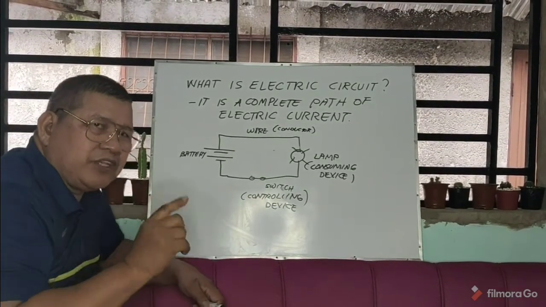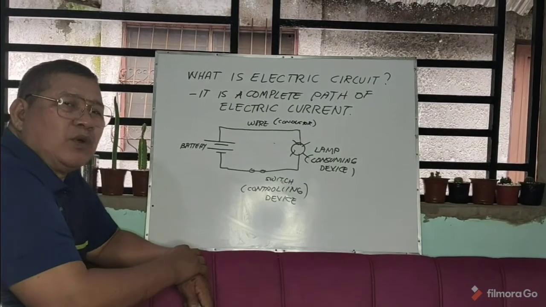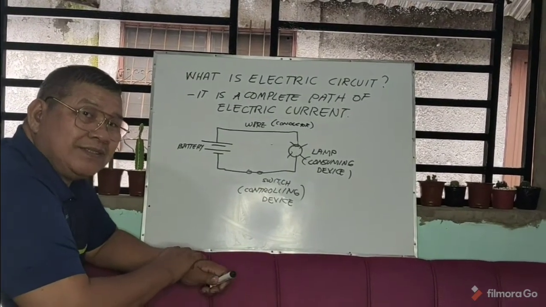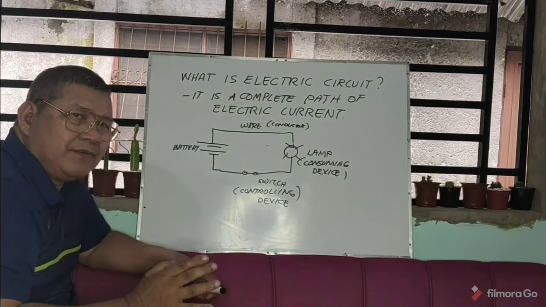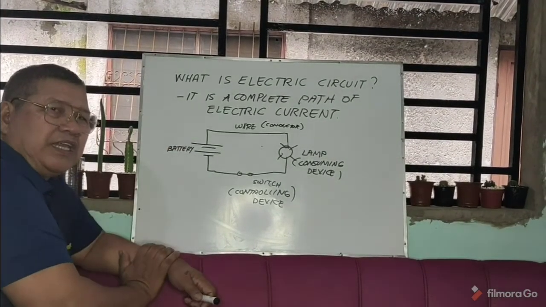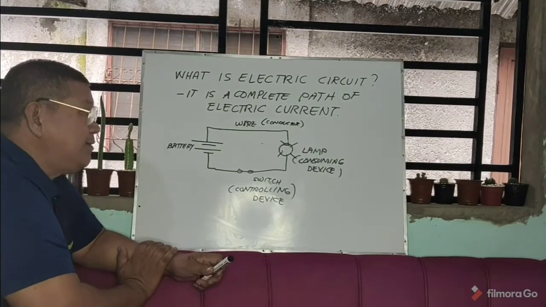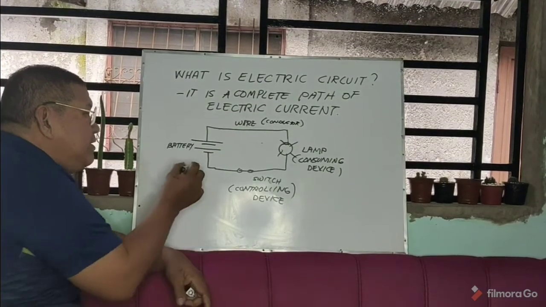Your safety switch at home, that is what we call a controlling device. Okay? So if you switch off, the circuit is off. When you switch on, the circuit is on, of course. Right? And then we have here the battery.